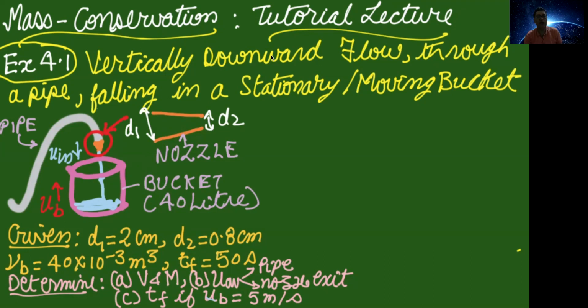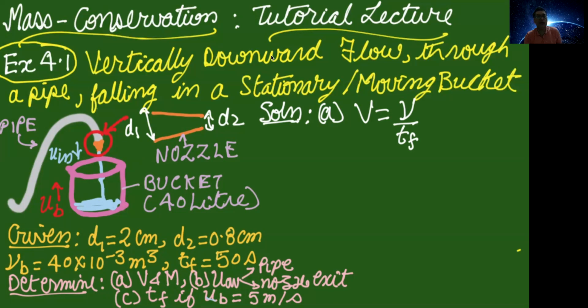Note that fluid is entering into the bucket vertically downward as shown here. For case A and B, we are considering the bucket to be stationary. In case C, we will consider the bucket moving upward with a velocity of 5 meters per second. So for case A, the first part of this question, we have to determine the volumetric flow rate.